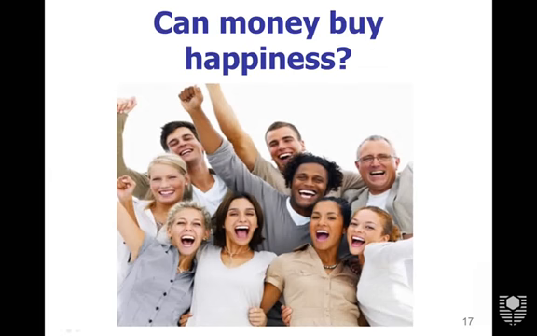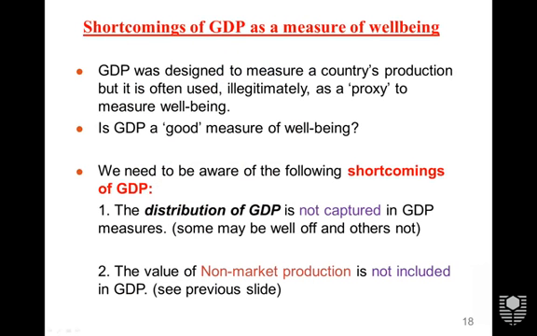If I ask you, can money buy happiness? That is equivalent to when we say GDP is a measure of well-being of the people. So maybe we can discuss this in the workshop. I told you GDP is not a perfect measure of the well-being of the people. Why is it not a perfect measure? Because it doesn't include household production, and it doesn't consider black market production. So we need to be aware of the shortcomings of GDP.